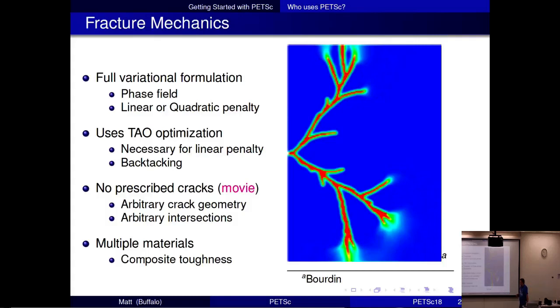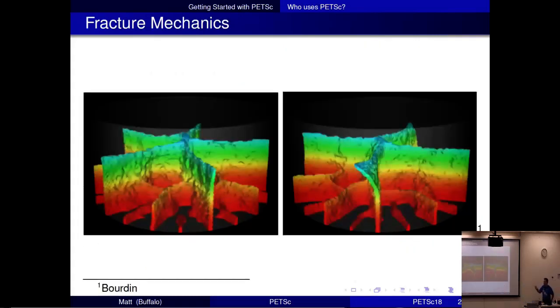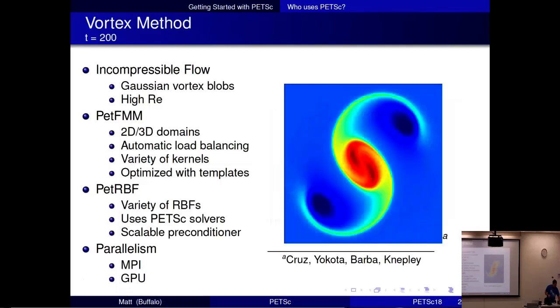Tao can do that. So for instance, now you could do arbitrary crack geometries. So for instance, you can do 3D cracks. So these are thermal cracks in an engine, and you can see they intersect and they have complicated topology. I won't even go over that.